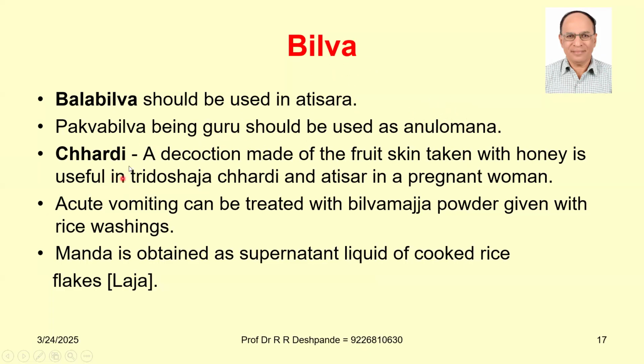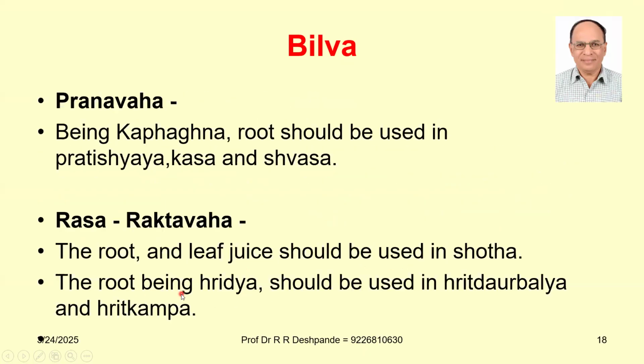Now, Bilva is also used in the vomiting. Chardi is vomiting. A decoction made of the fruit skin taken with honey is useful in tridoshaj chardi, that is vomiting, and atisar, that is loose motions, in pregnant woman, but of course under the supervision of the concerned gynecologist. Acute vomiting can be treated with Bilva Majja powder given with the rice washings. Mand is obtained as a supernatant liquid of cooked rice flakes, that is laja.